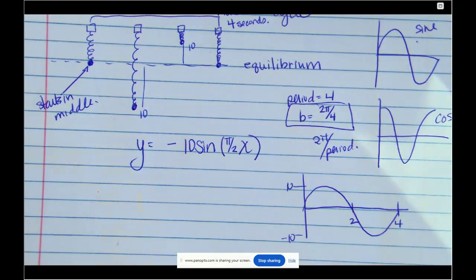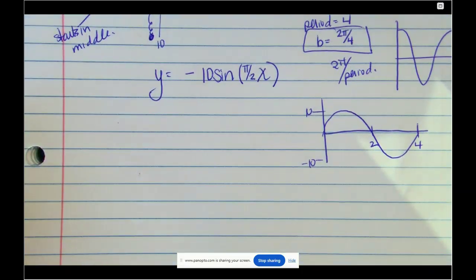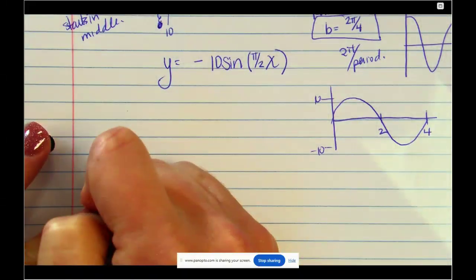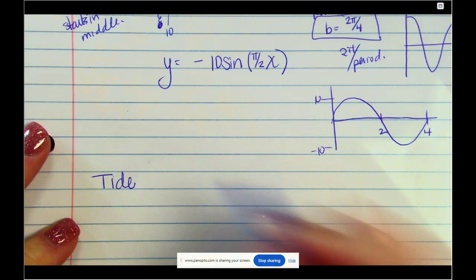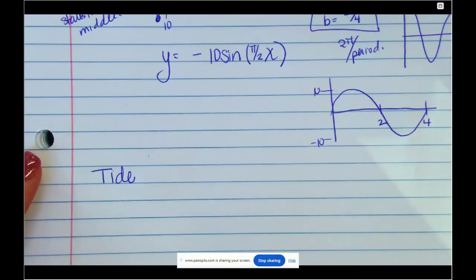Okay, so let's try this one. Let's talk about tides, which I know that we don't have a lot of experience with. But you go from high tide to low tide.